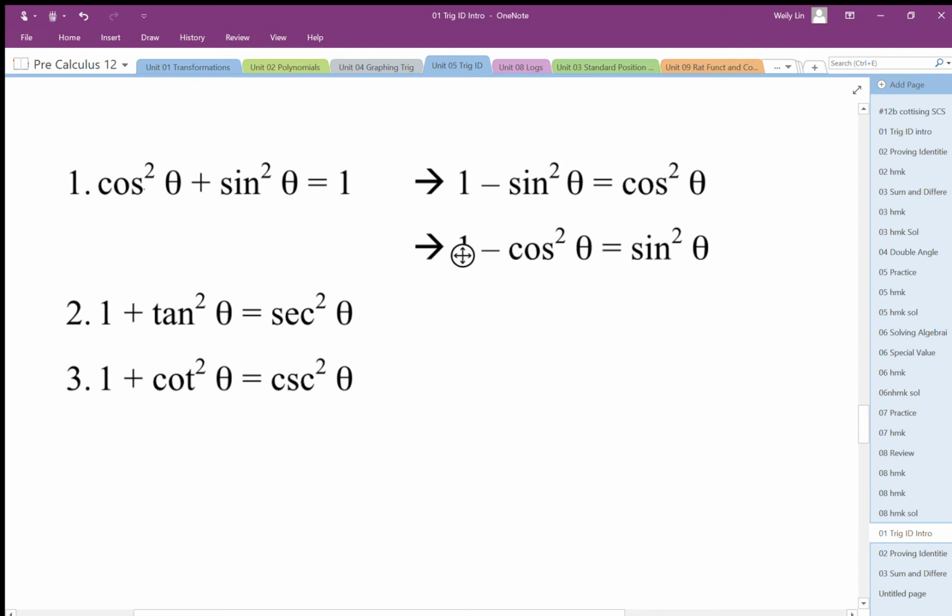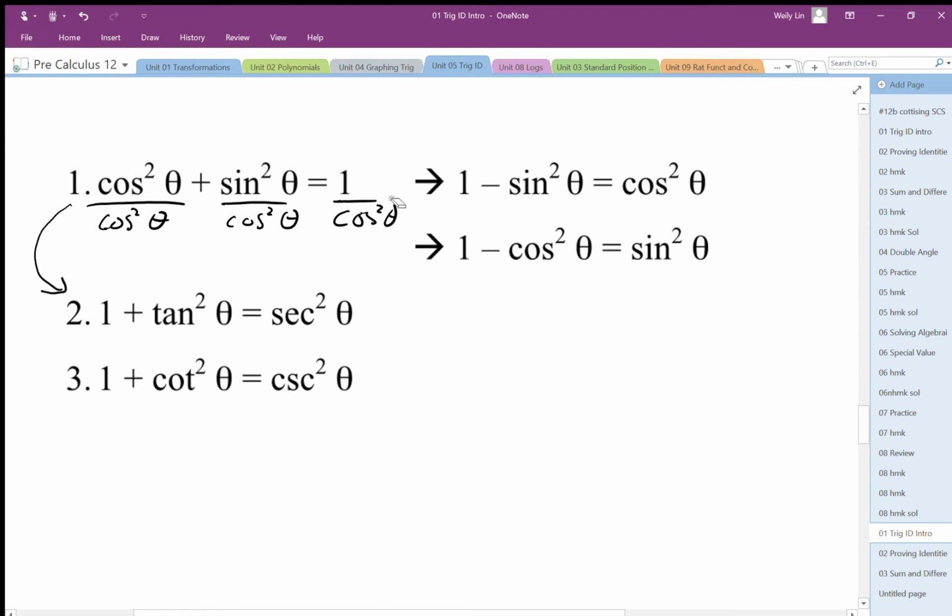So if I take this identity and divide every term by cos squared, I still have an identity because I've kept it balanced. But cos squared divided by cos squared is 1. Sine squared over cos squared is tan squared. 1 over cos squared is secant squared. So if I divide by cos squared, I end up getting this identity here.